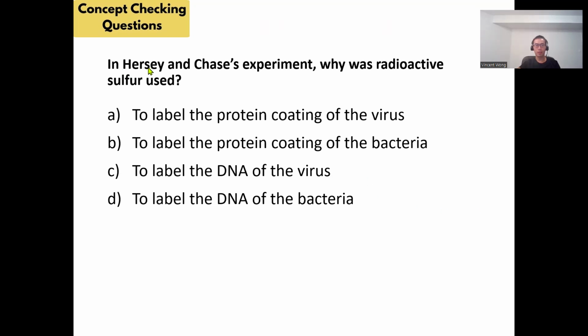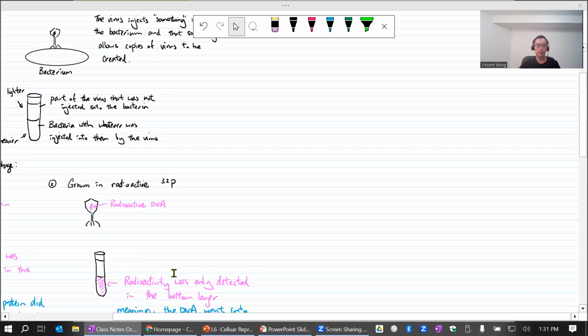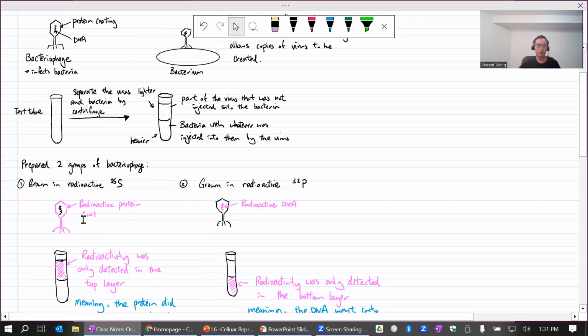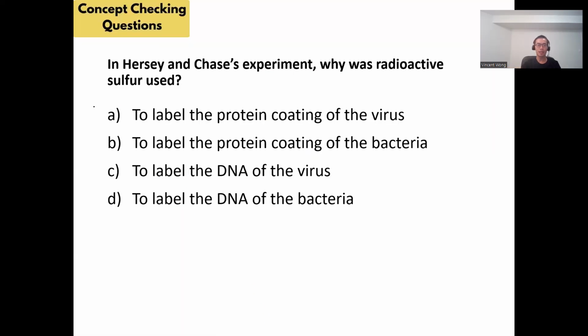All right. In the Hershey and Chase experiment, why was radioactive sulfur used? Well, let's take a look at our note. Radioactive sulfur was used to label the protein of this thing. Now, is this a picture of the virus or of the bacteria? Hopefully you know that this is the virus. And so the answer is A.